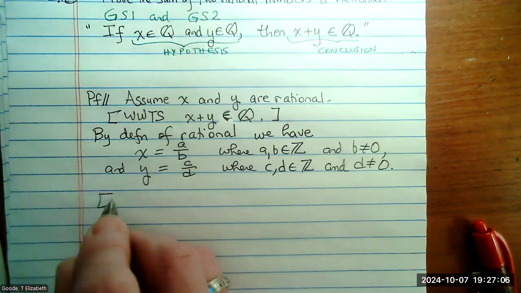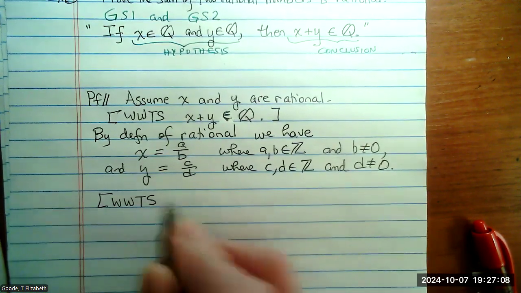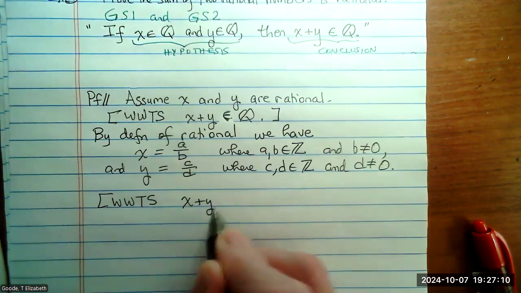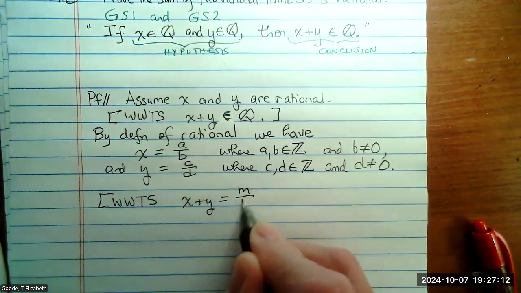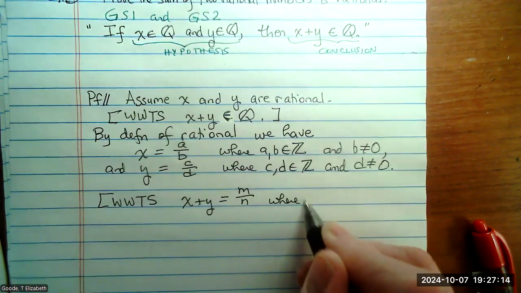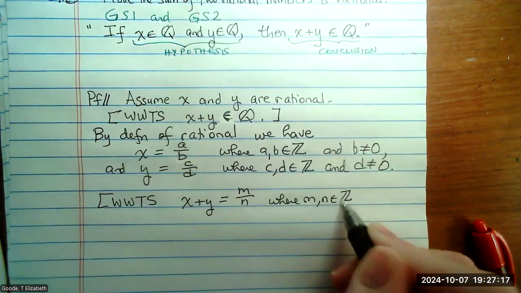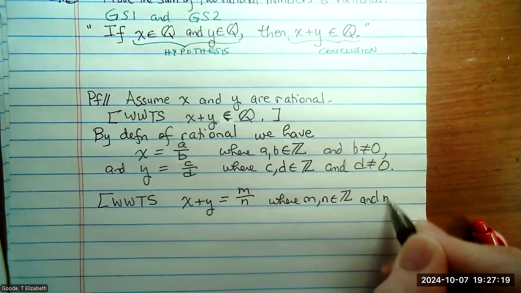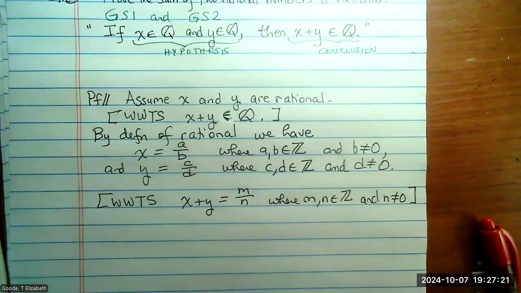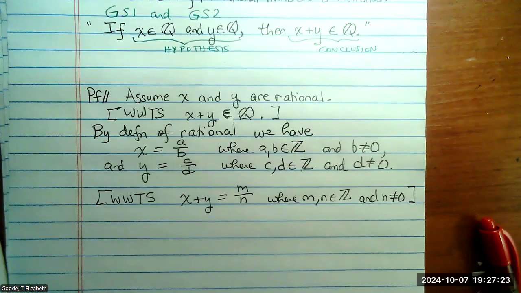Let's expound on our wish. What do we wish to show? That x plus y is equal to, say, m over n, where m and n are in Z, and n is not 0. Parts 1, 2, and 3 of the definition of rational.